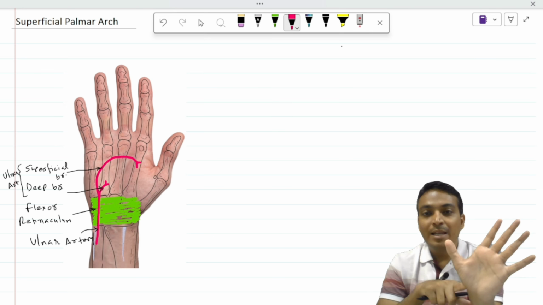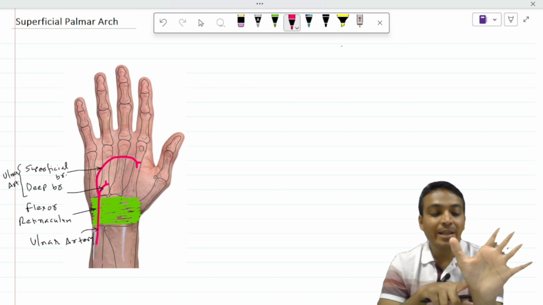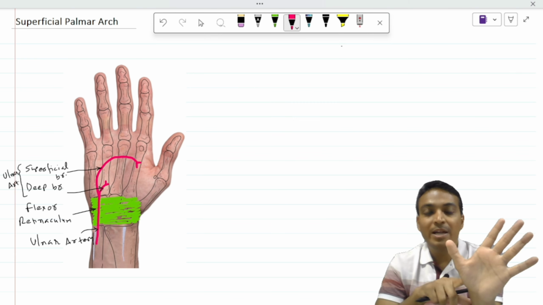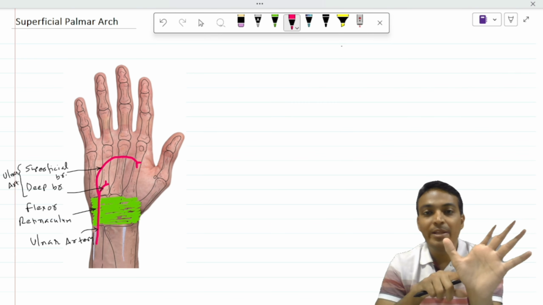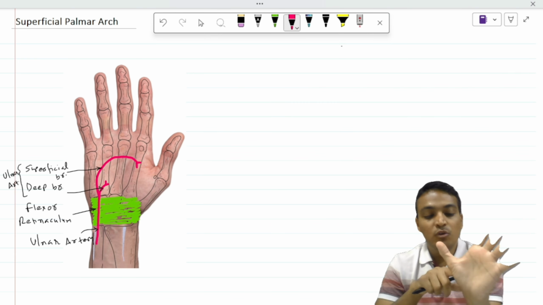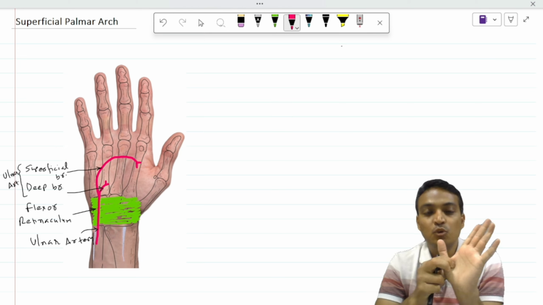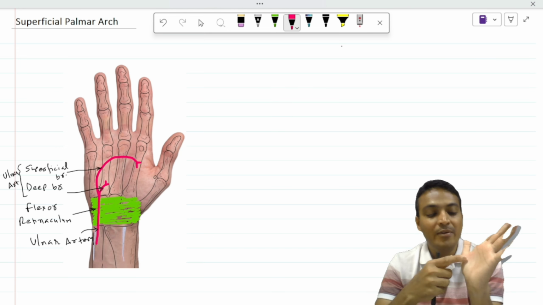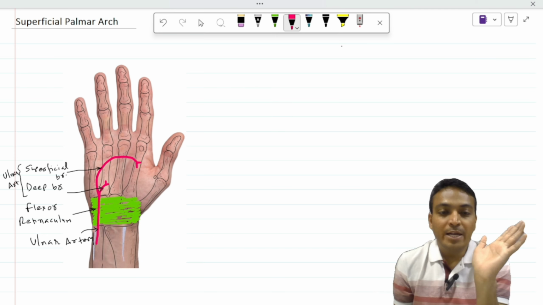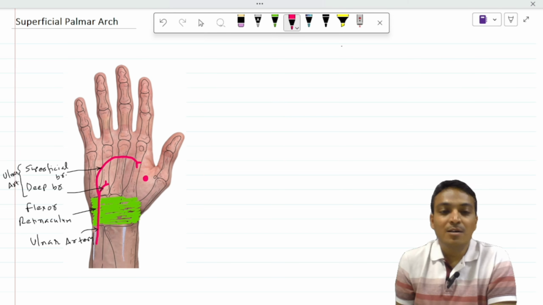From this anatomical snuff box, this deep branch of the radial artery, which is a direct continuation of the radial artery after giving the superficial radial branch, reaches into the palm through the first web space, passing through the first dorsal interossei muscle. So this radial artery reaches the palm between the two heads of the dorsal interossei muscle, somewhere here.